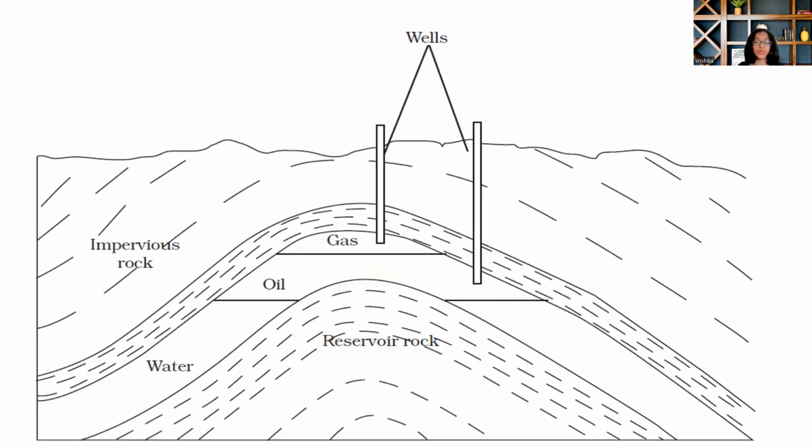This is a picture of the petroleum well. As you can see in the picture, water is present at the very bottom, as water is heavier than oil, and above the water is oil, as oil is heavier than gas. Above you can see the picture of wells. These wells are used to extract petroleum from the rocks beneath.